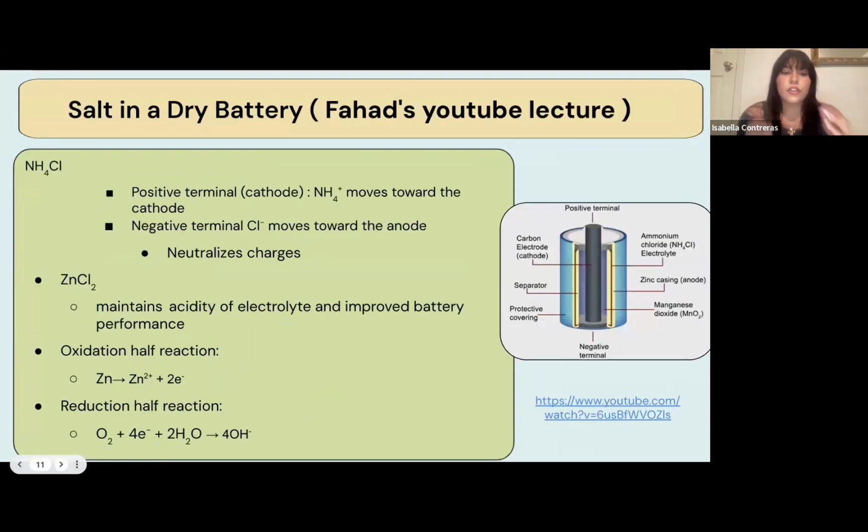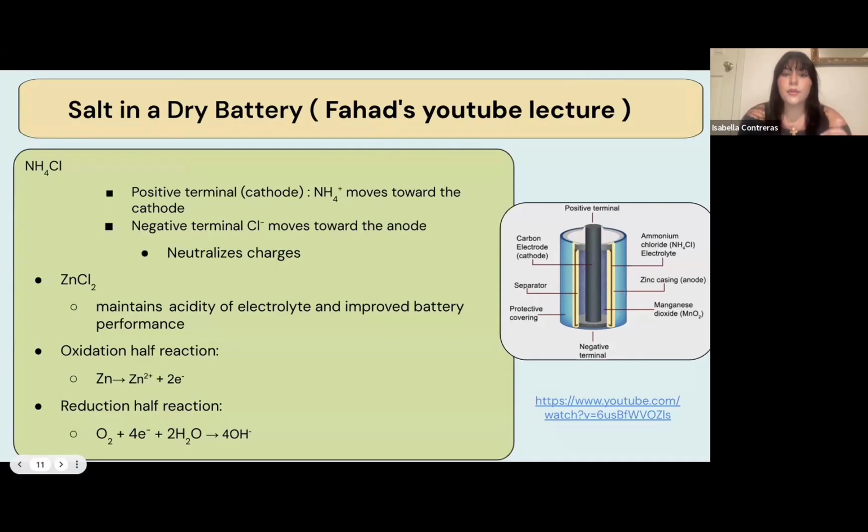And for the salt in a dry battery, according to Fahad's YouTube video, ammonium chloride has a positive terminal, and the ammonia moves towards the cathode, and then the negative terminal of chloride moves towards the anode, and these two neutralize the charges. And zinc chloride maintains acidity and electrolyte and improves the battery performance.